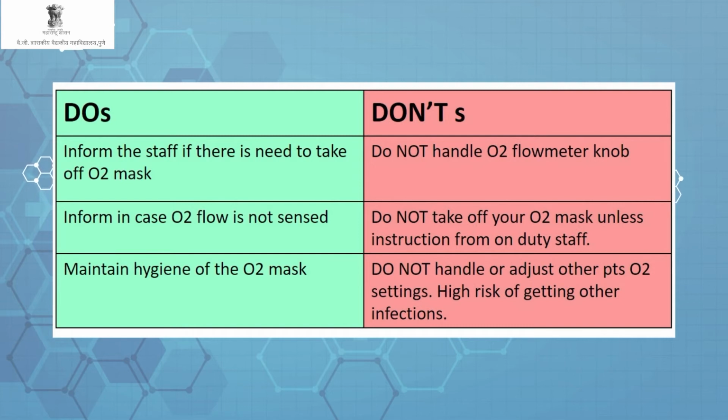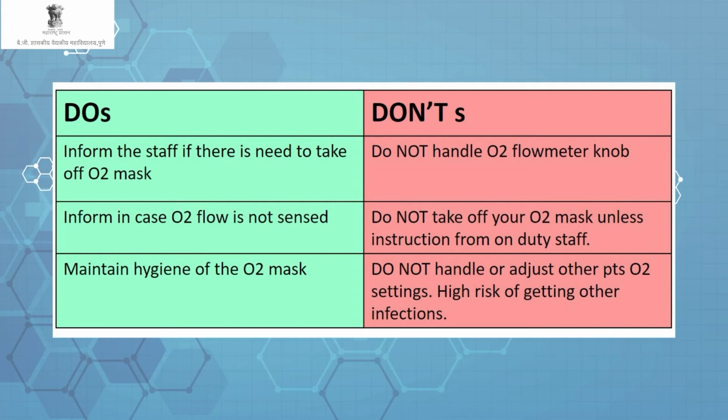The patients also have to maintain good hygiene at the oxygen mask level, because if the mask is not handled properly or it is handled with unclean hands, it is likely the patient may get a secondary infection. It may be a bacterial infection or it may be a fungal infection. The don'ts in this case are: do not handle the oxygen flow meter knob. Do not take off your O2 mask unless instructed by the on-duty nurse. For example, some patients may not handle the knob, but they might want to remove the oxygen mask either because it is very tight or because of too loose fitting.